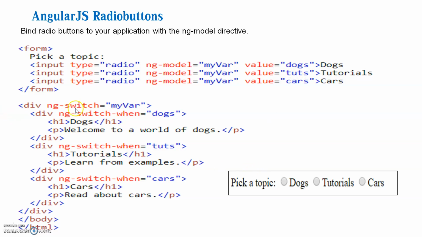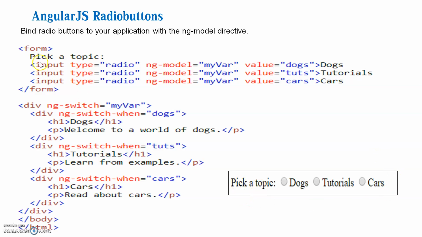So here is ng-switch, one more directive. Which is checked? For that, ng-switch is the directive, like we can use as a switch element, switch statements. So the first div is ng-switch-when dogs, means when the dogs is checked, then this will display. Else if tuts is checked, this will display, and if cars is checked, this will display.